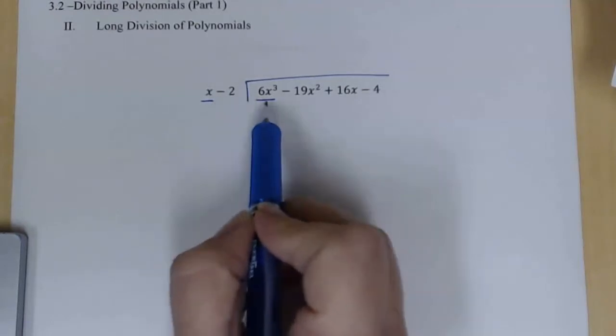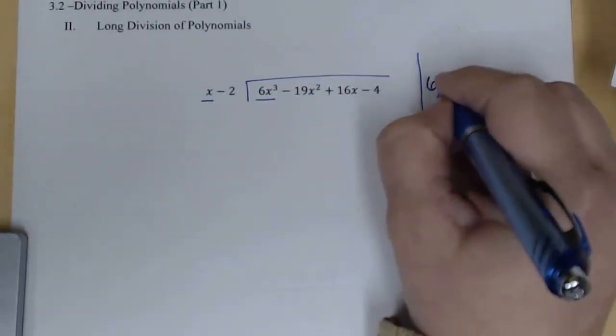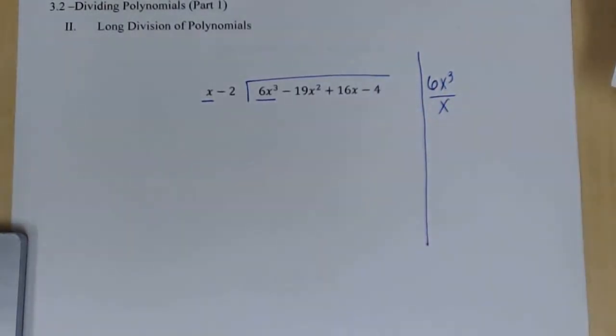So I say x times what would give me 6x cubed? If need be, do a little scratch work along the way and say 6x cubed divided by x. And I'll do scratch work along the way on this first example, but then I'll just work it without on the rest.